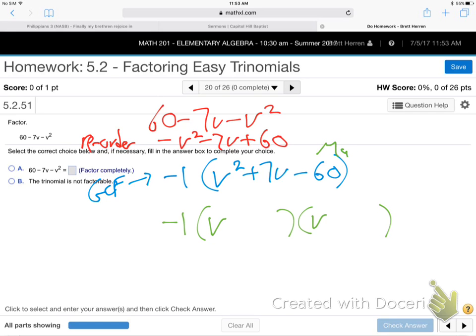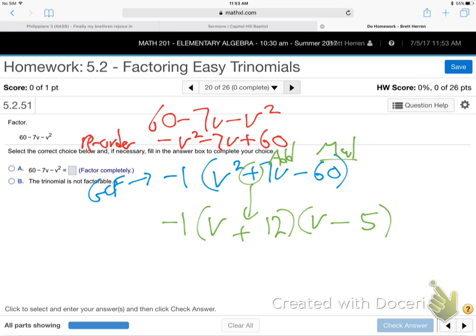What multiplies to be 60 adds to be 7? What times what is 60? 12 and 5. How do they add to be 7? Sign in the middle goes to the bigger. Plus 12 minus 5. And we're done.